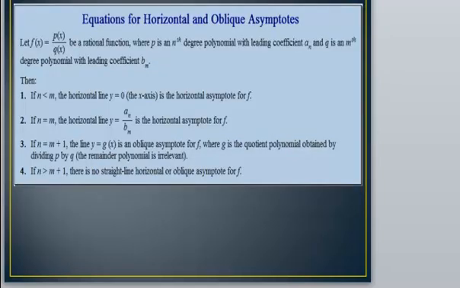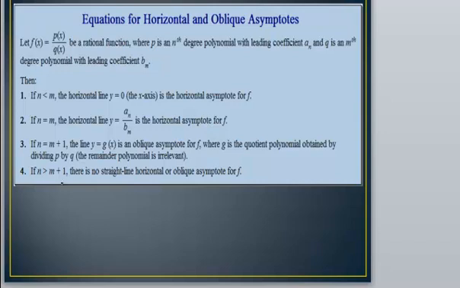So here are just some rules that you can try to remember. That's pretty much what I just said. Points 1 and 2. If the numerator's degree is less than the denominator's degree, the horizontal line y equals 0 is the horizontal asymptote. If the degrees are the same, the horizontal line y equals the fraction created by those leading coefficients is the horizontal asymptote.